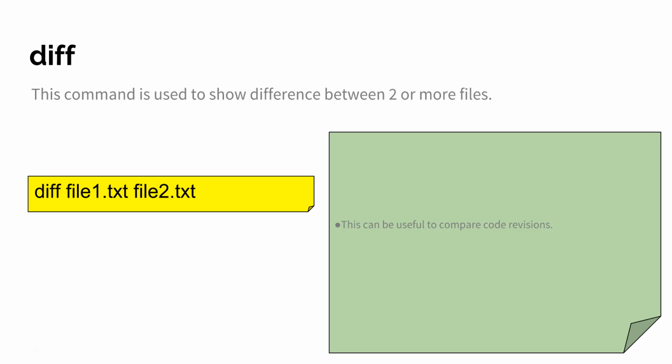Diff is going to give the difference between two files: what lines differ, what the differences are, and other things. This is very useful to compare even code revisions. So if you have two PHP files, one you worked on yesterday and one you worked on today, and you want to compare them, you can use the diff command.